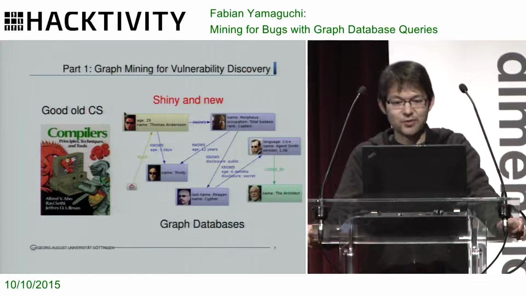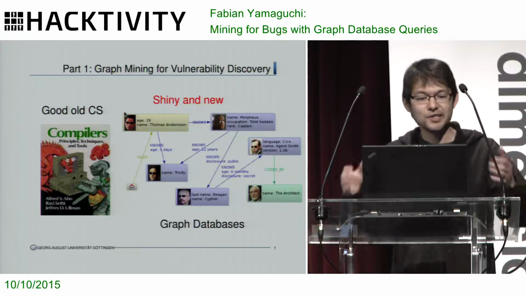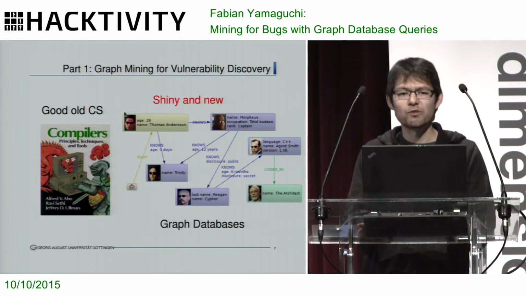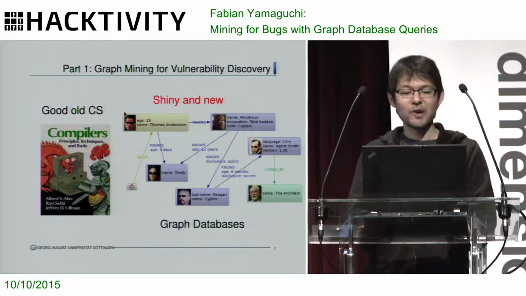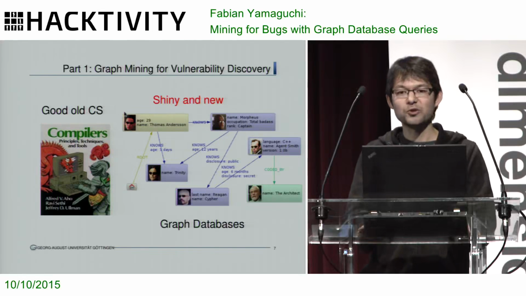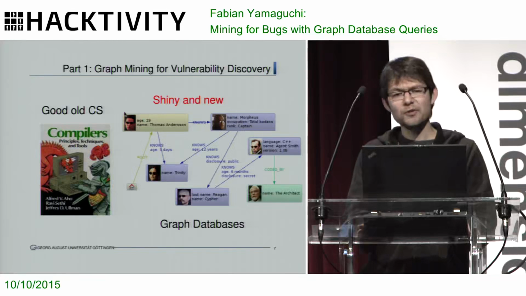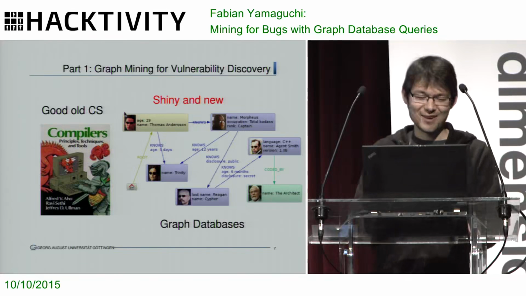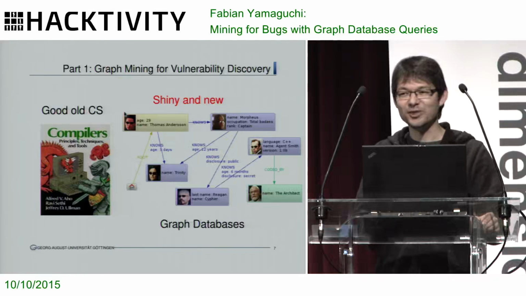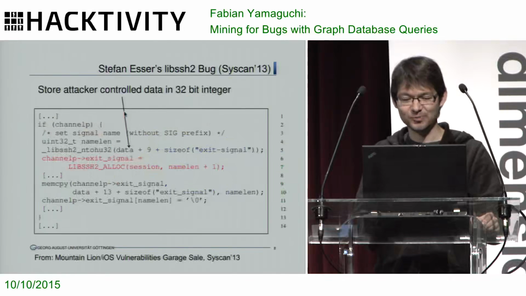This is about the graph mining platform, and this combines two things which seem to have not so much to do with one another when you start off. On the one hand, we have good old computer science compiler construction. So what compilers do to optimize your code, analyze your code, remove dead code, stuff like that. And on the other hand, you have the shiny new graph databases. And the question is, how can we combine these to actually get a good system for assisted vulnerability discovery?